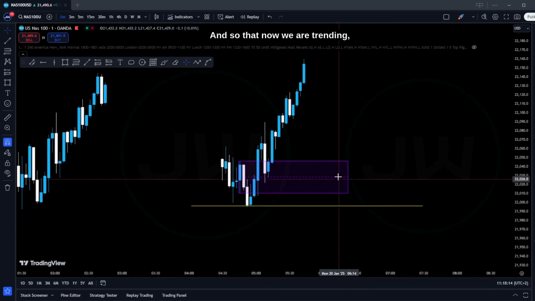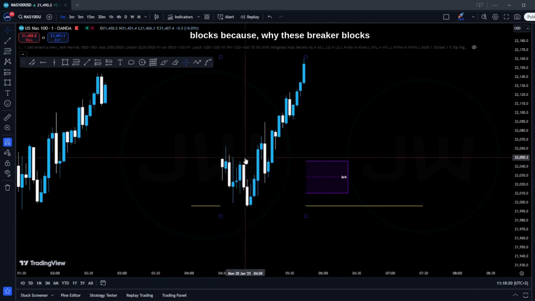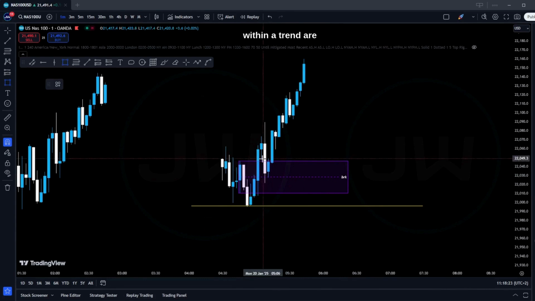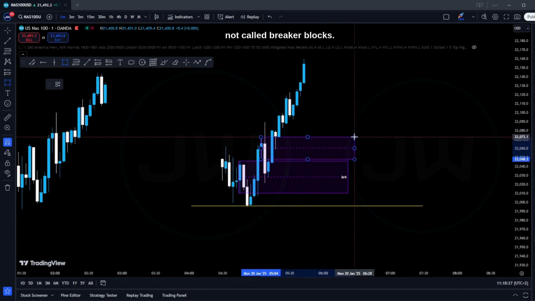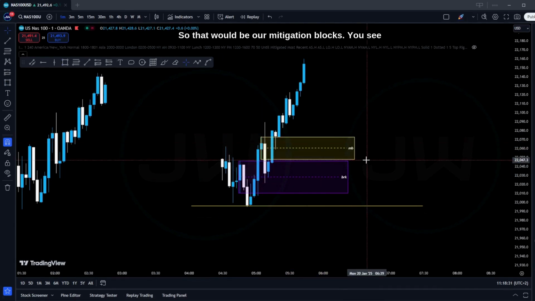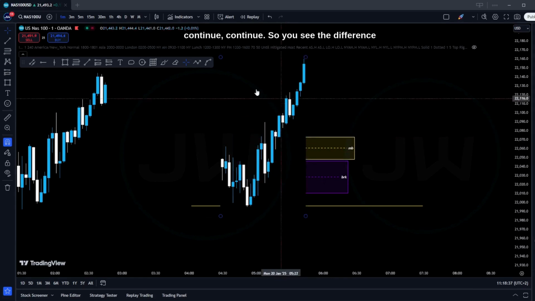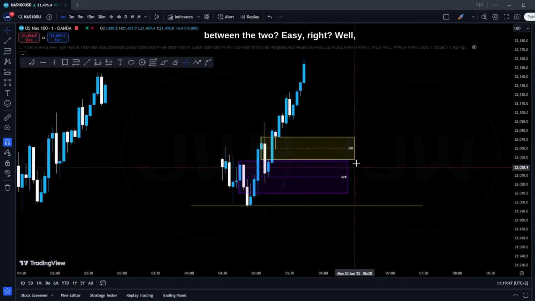And so now that we are trending, we no longer have breaker blocks, because why? These breaker blocks within a trend are not called breaker blocks. They are our mitigation blocks. So that would be our mitigation blocks. You see price respects that nicely, and continues. So you see the difference between the two.